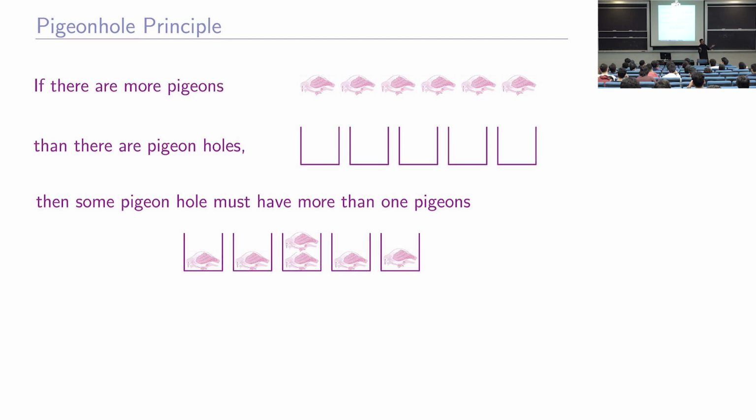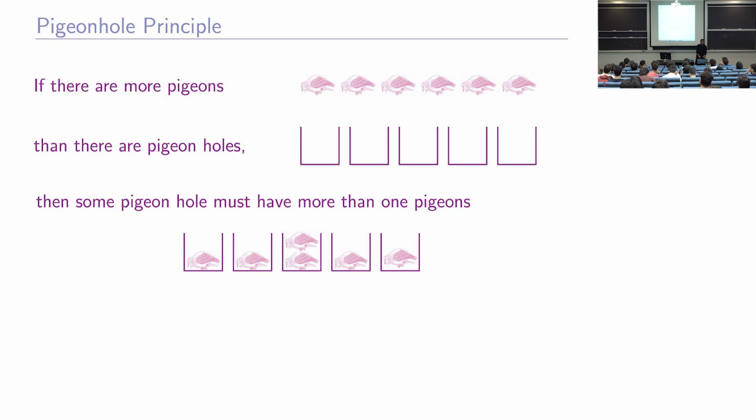Very, very simple statement. If you place more pigeons than there are pigeonholes, then some pigeonhole must have more than 1 pigeon. Does it make sense? If you shove 6 pigeons into 5 pigeonholes, some pigeonhole must get more than 1 pigeon, right? Some, maybe more. Many will get 2, 2, and 2. There are 6 of them. One box could be empty. Does it make sense, right?